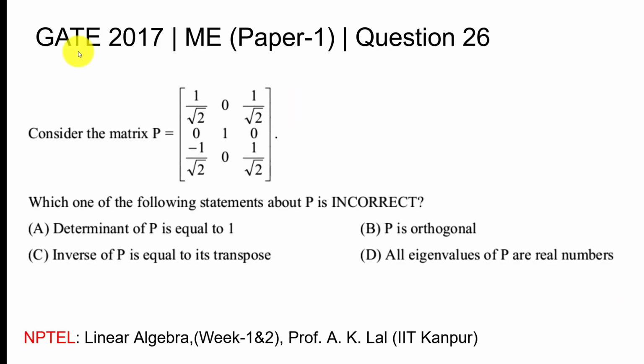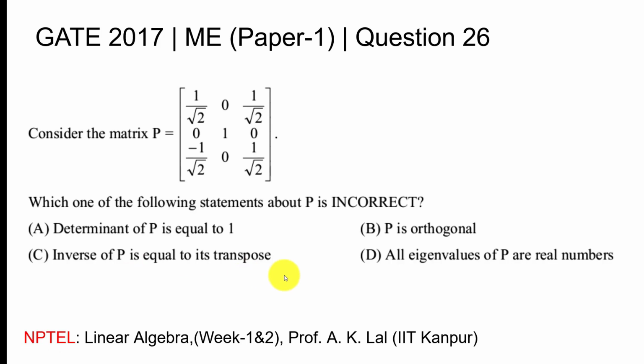Hello all. Today we are going to see a question from GATE 2017 Mechanical Paper 1, question number 26. You are given a matrix P in this particular form. You have to find out which one of the following statements about this matrix P is incorrect. You are given four options. In this, which statement is incorrect?